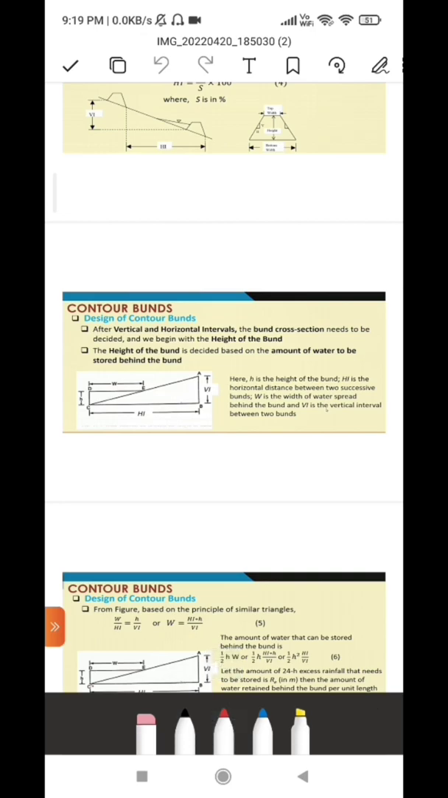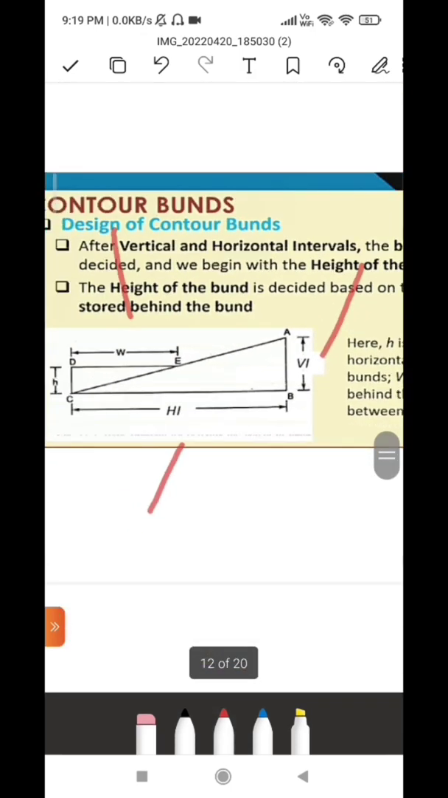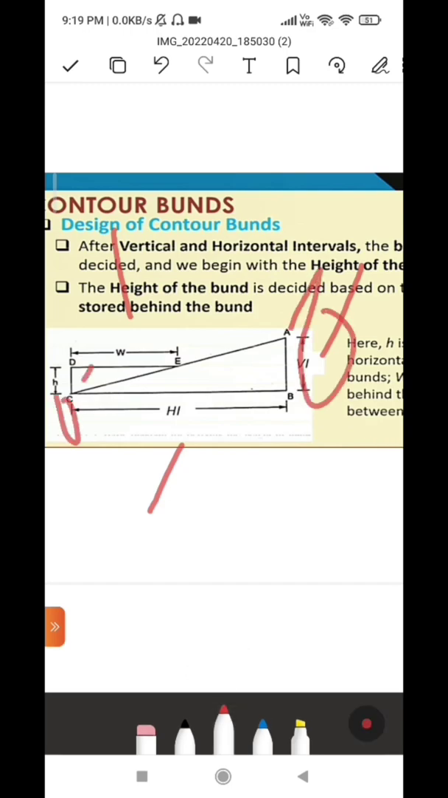So firstly, we're going to talk about this diagram. In this, HI is horizontal interval, VI would be vertical interval, w would be the width of the water spread, h would be the height of the bund, and this is the stored water, and this is the distance between two bunds, and this is the stored water behind this bund.